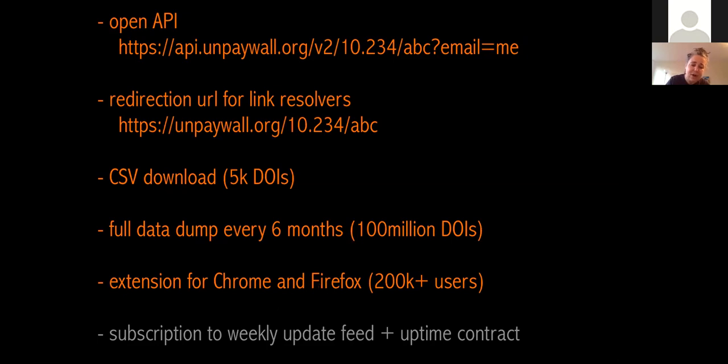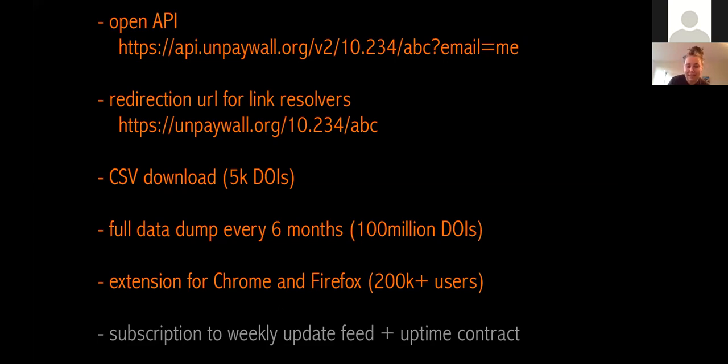And then finally, we've got one more way, and this is actually a paid way to access the Unpaywall data and what makes this sustainable. There's a subscription to a weekly update feed and an uptime contract. So some companies, like Clarivate Analytics for Web of Science, like Elsevier for Scopus, they don't want to rely on the open API for their product. That's not enough reliability for them. They actually want a contract that says we have liability insurance, and they also want a way to conveniently keep a local copy of the Unpaywall database in-house up to date.